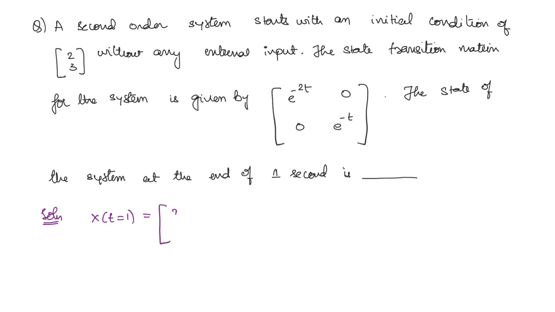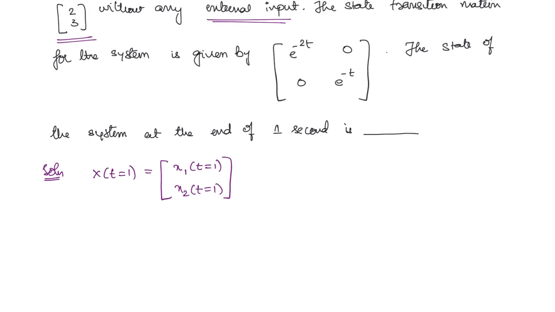Since it is a second order system, you will have two state variables, so x1 of t equal to 1 and x2 of t equal to 1. This is what you have to find out. Another piece of information given is that there is only an initial condition and no external input. So the solution is only due to the initial condition. So x of t is equal to phi of t into x of 0, where phi is the state transition matrix, which is already given, and x of 0 is the initial condition, which is also given.